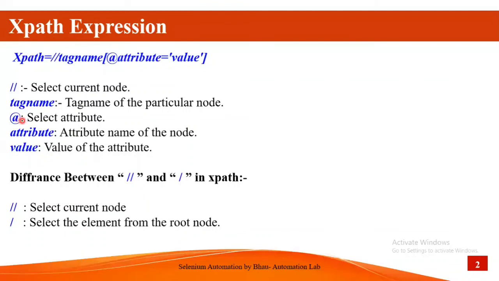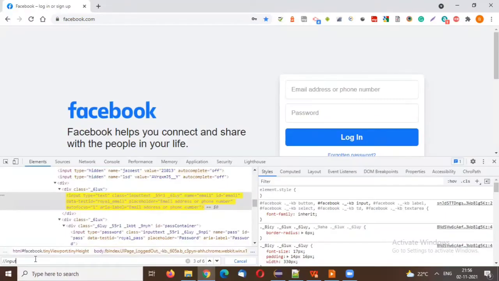Now we need to define @ in a bracket. What does @ mean? It selects the attribute which is defined. So write a bracket in that, and we need to write @.